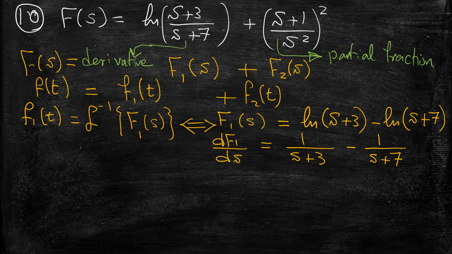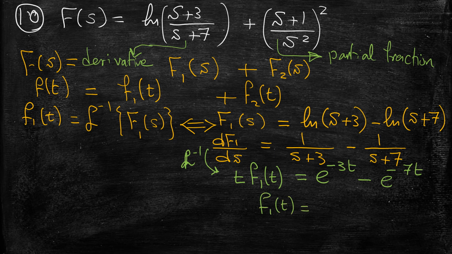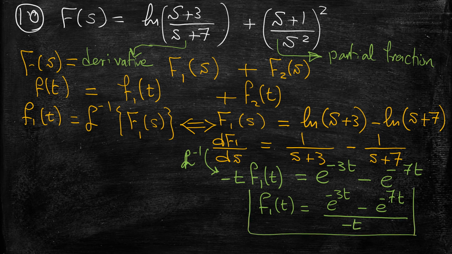And then, in another color, we will get t f1 of t, which is the Laplace inverse. I am taking this Laplace inverse right now, equal to e power minus 3t minus e power minus 7t. So it means f1 of t will be e power minus 3t minus e power minus 7t over t. Sorry, there is a missing minus sign here. So this is our first function.